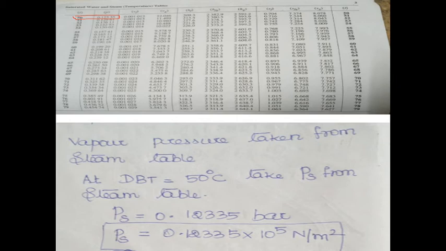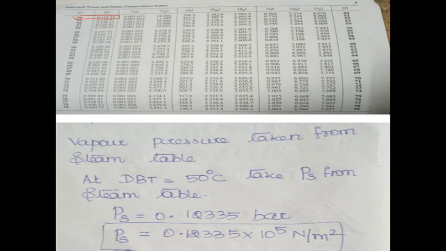Here the vapor pressure is collected from the steam table. How to take the vapor pressure? The reference temperature is the dBT, because dBT is the ordinary temperature. For our case, the dBT value is 50 degrees Celsius. Use the steam table, mark 50 degrees Celsius, and the corresponding pressure value is the vapor pressure. Are you clear or not? Okay, this is the way to collect the vapor pressure using the steam table.